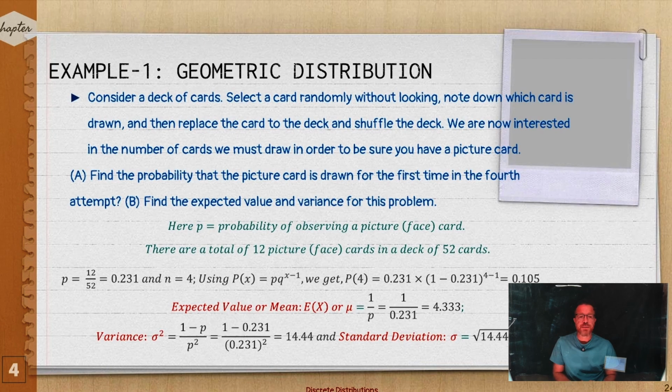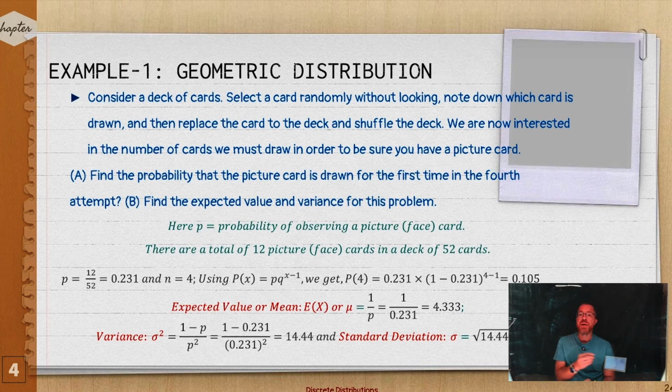Consider a deck of cards. Select a card randomly without looking, note down which card is drawn, and then replace the card in the deck and then shuffle the deck back up. Then what we're interested in is the number of cards we must draw in order to be sure that we have a picture card.